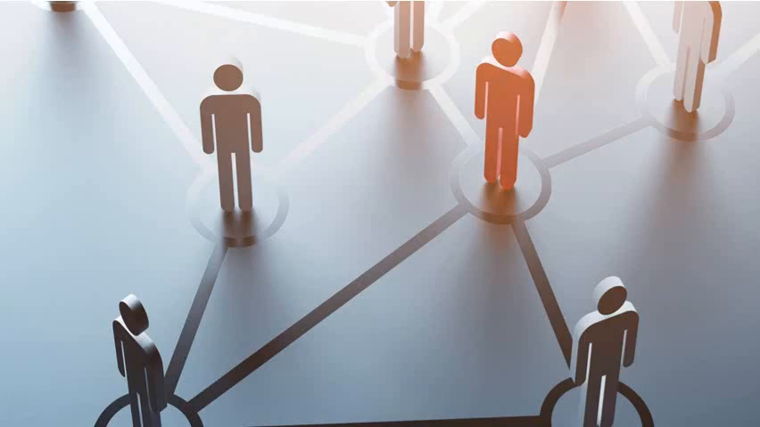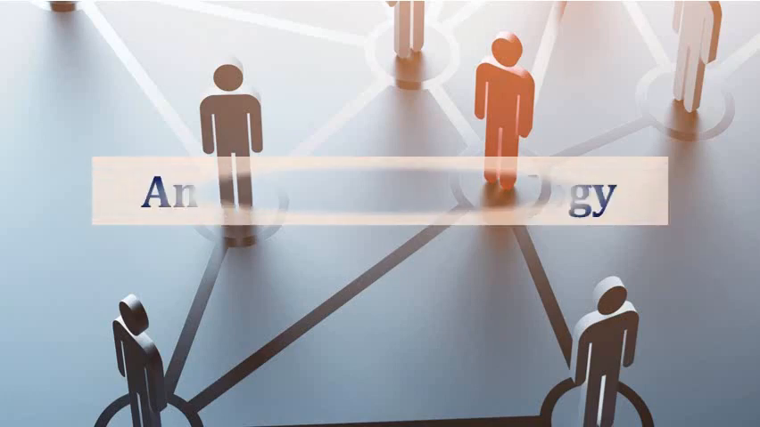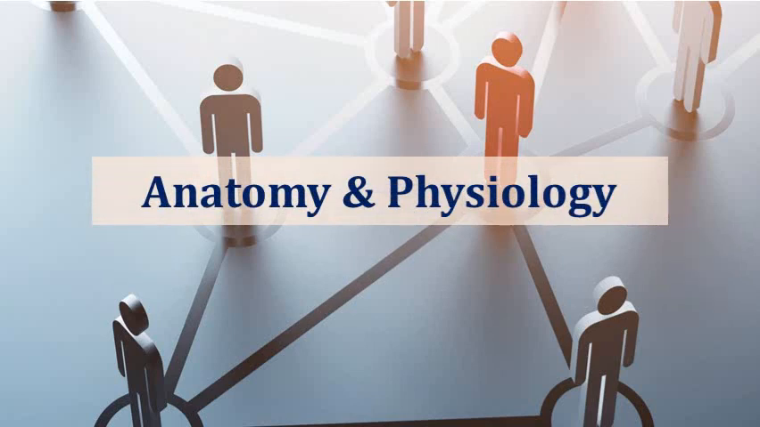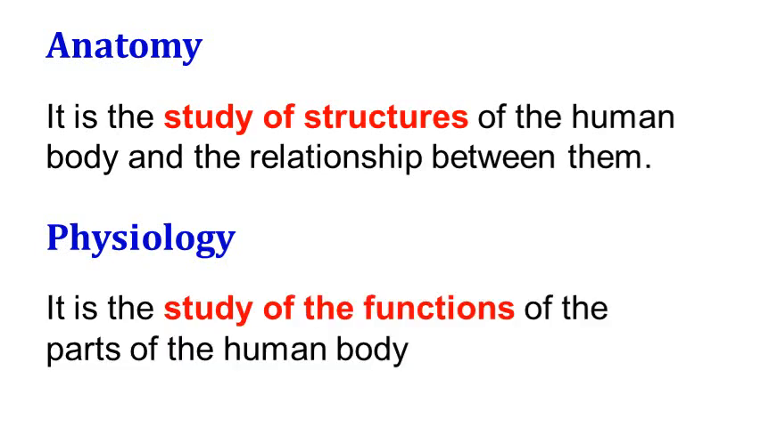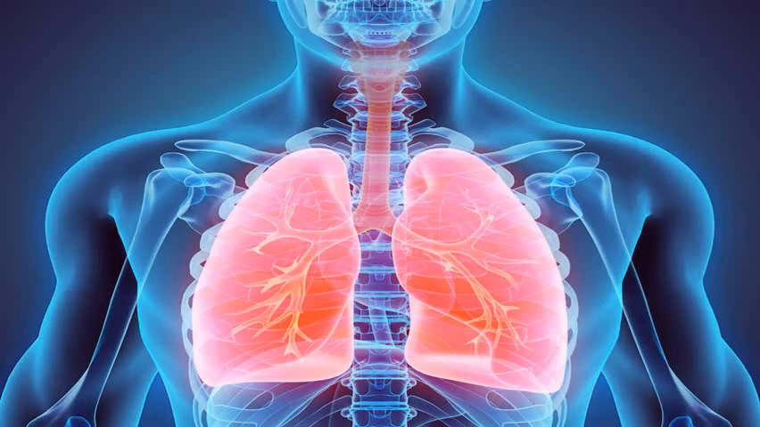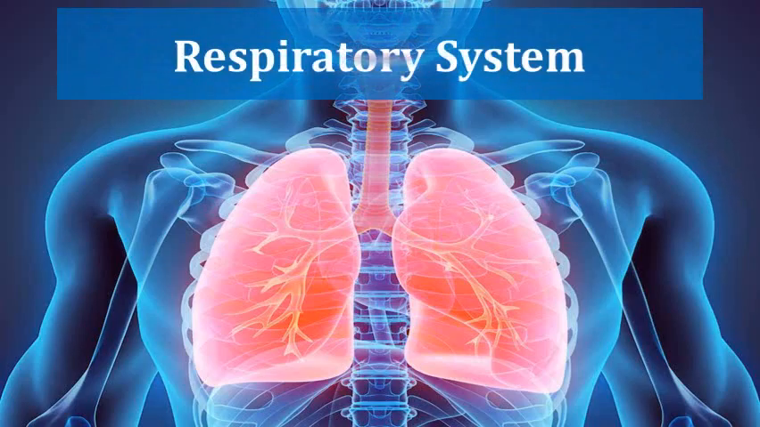In today's module, we are going to understand about human anatomy and physiology. First, let's understand the meaning of these two terms, anatomy and physiology. Anatomy is the study of structures of the human body and the relationship between them, whereas physiology is the study of the function of the parts of the human body. With this module, we are going to understand more about anatomy and physiology of the respiratory system.